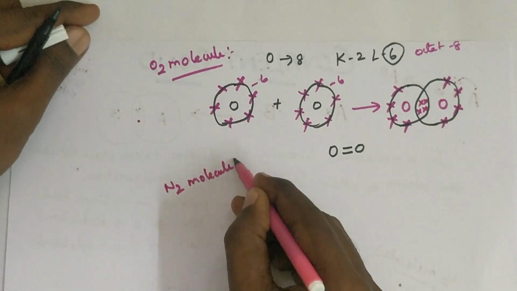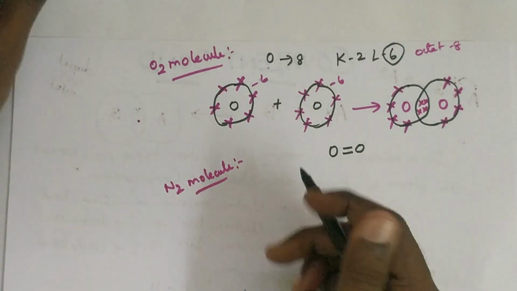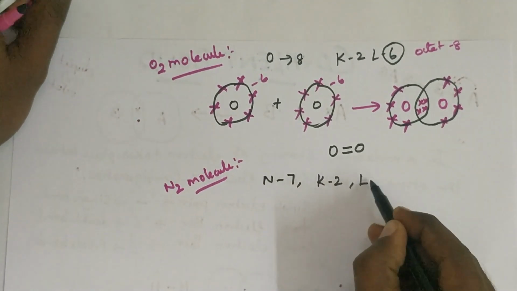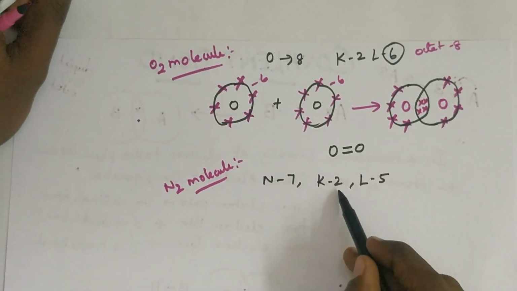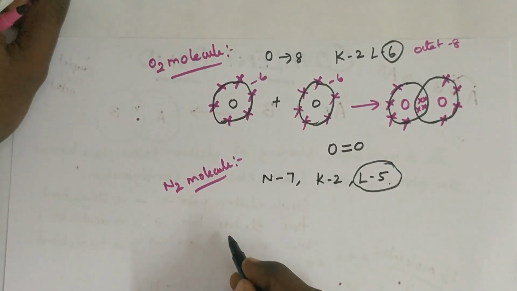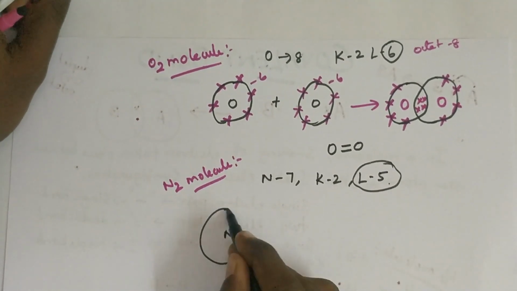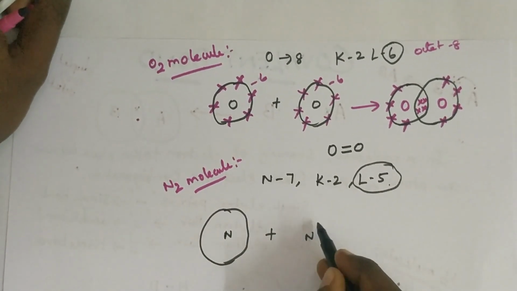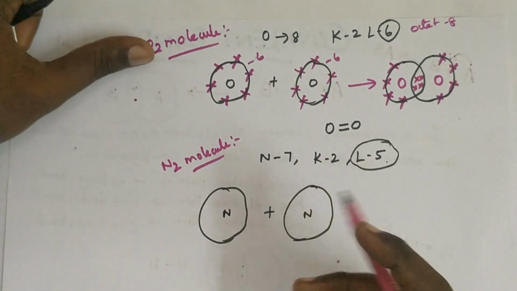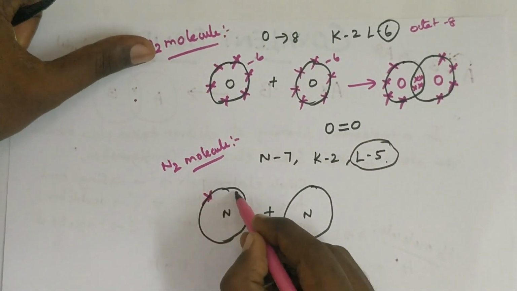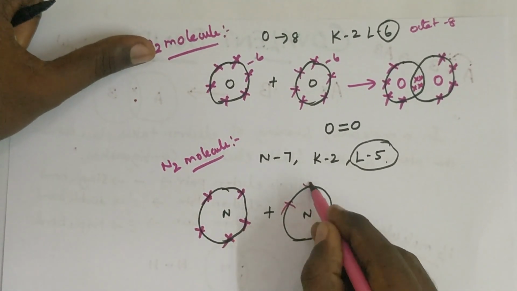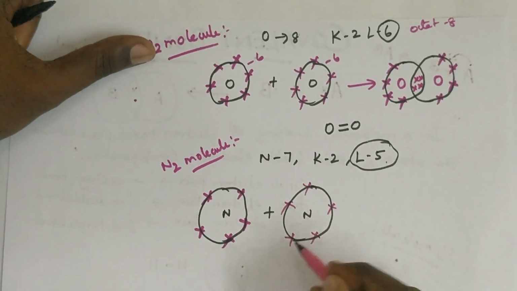nitrogen molecule, and this nitrogen atomic number is 7. So K shell 2 electrons, L shell 5 electrons, because out of 7, 2 electrons go to K, balance 5 in the outermost shell, so you have to see only the outermost shell. So nitrogen, valence electron is 5, so 1, 2, 3, 4, 5, 1, 2, 3, 4, 5.